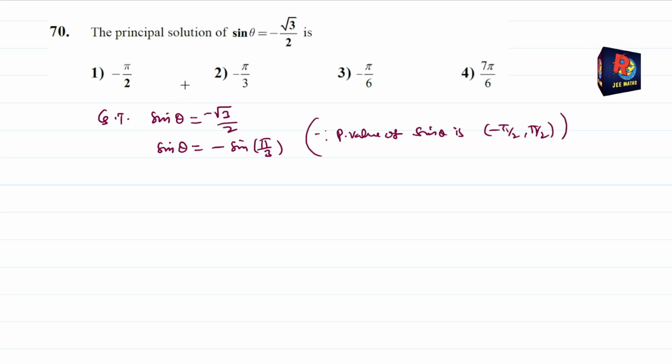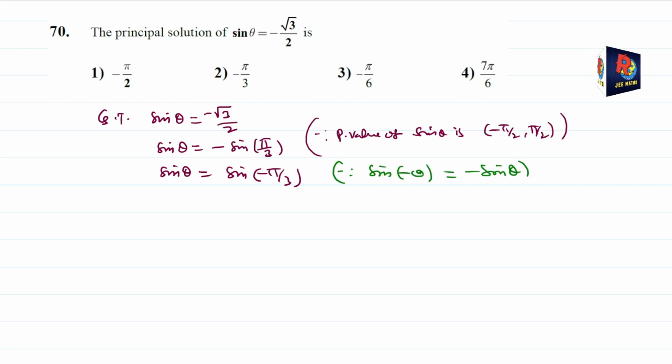So that's why we can write sin theta equals sine of minus pi by 3, because sine of minus theta is equal to minus sin theta. Therefore the principal solution is theta equal to minus pi by 3. Minus pi by 3 means option 2 is the correct answer.